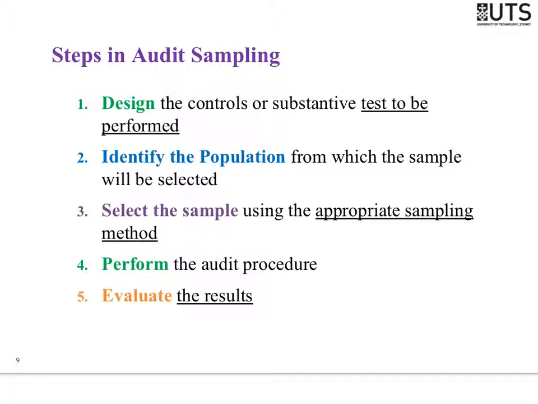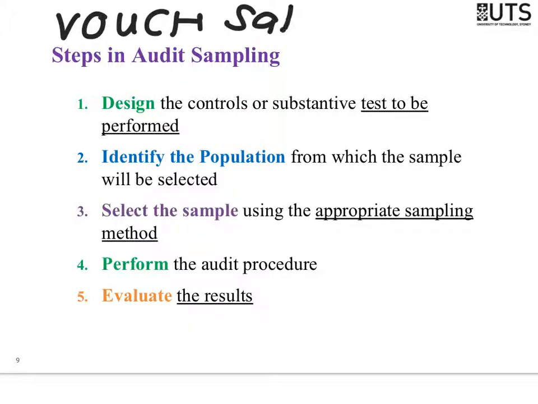Let's talk about one particular procedure, vouching, okay? Vouching. And we'll do vouch sales. Now, let me ask you a question. Let's see how many of you are on the ball. Vouching sales, are we going forwards or are we going backwards? Where are you starting? The records, which are journals. Excellent. Ladies and gentlemen, why do I do that?